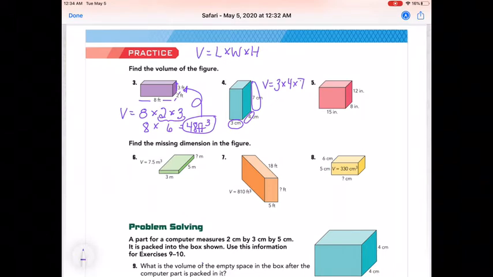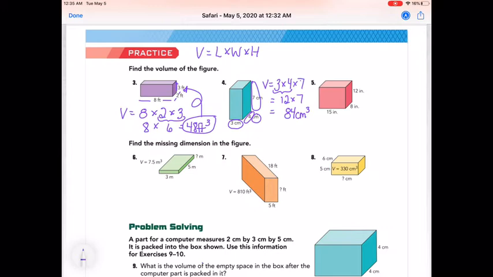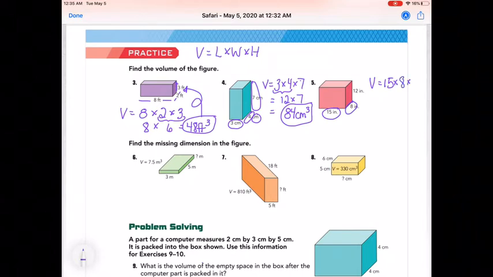So let's go ahead and do this one. Volume equals, what's 3 times 4? 12, and we're going to multiply that by 7, okay? And that's going to equal 84. 84 what? Well, these are centimeters, so centimeters cubed is going to be your answer for number 4. Okay, let's try number 5. Volume equals length times width times height. The length is 15 inches times the width, which is 8 inches, times the height, which is 12 inches. Okay, so here we've got a big problem, and you're going to have to do some work with some of these.